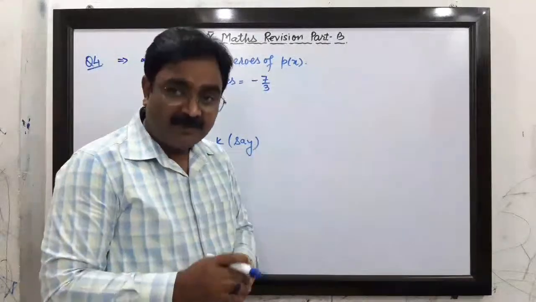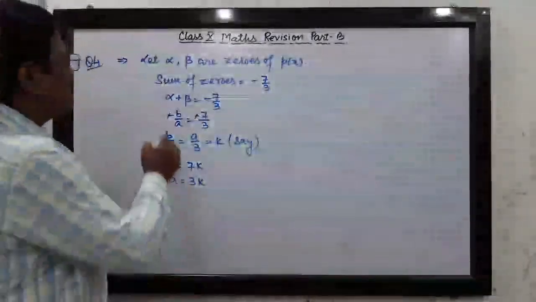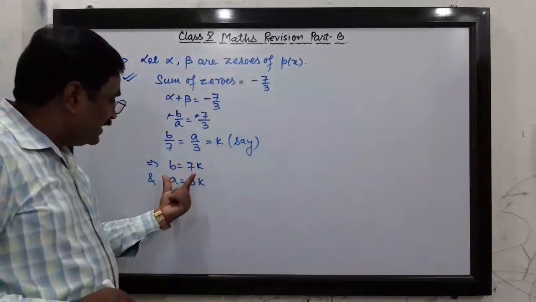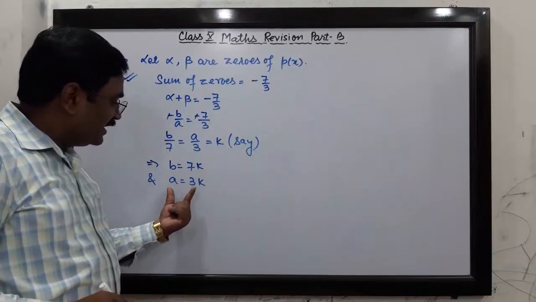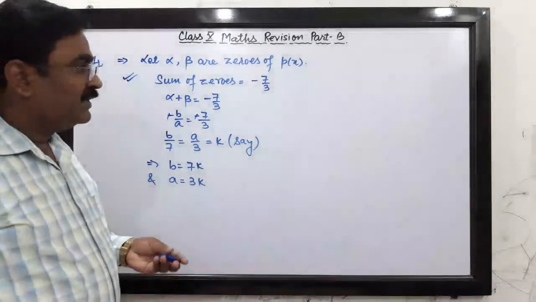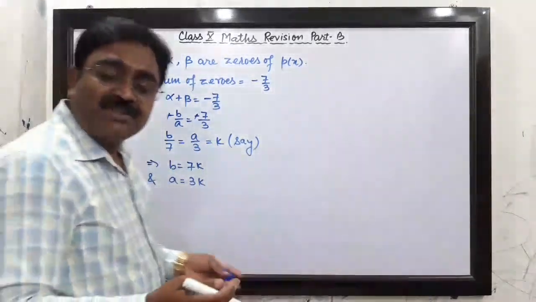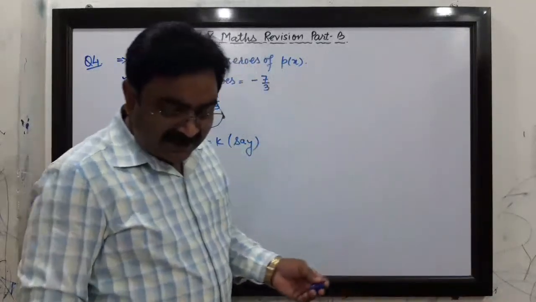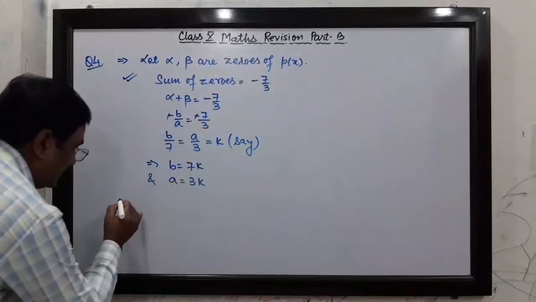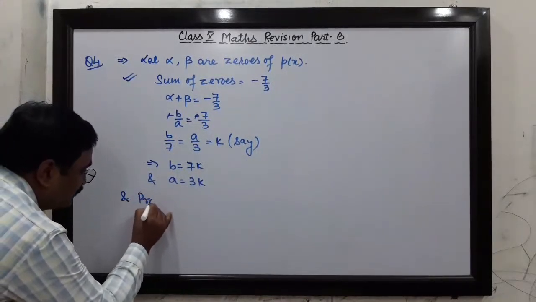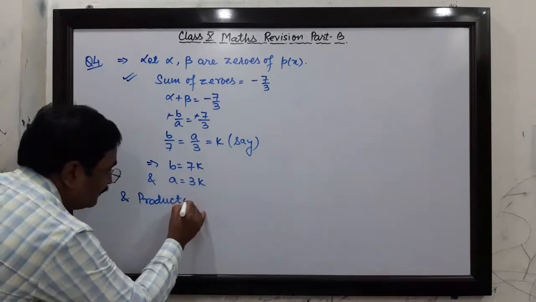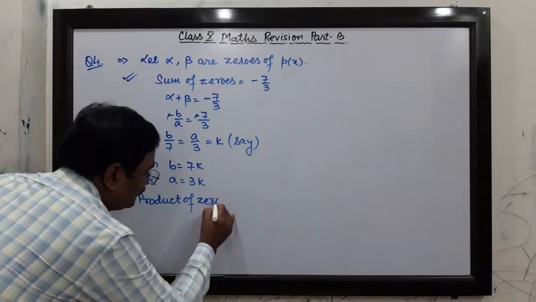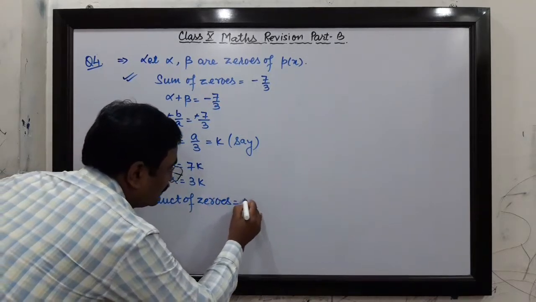Okay, any problem? As it was given the sum of zeros, from this we got b is equal to 7k and a is equal to 3k. So let us take the next information, which is the product of zeros. The product of zeros is equal to c upon a.